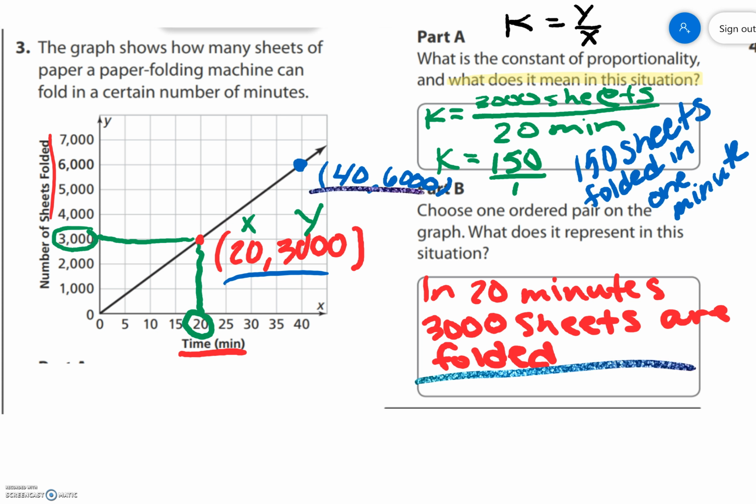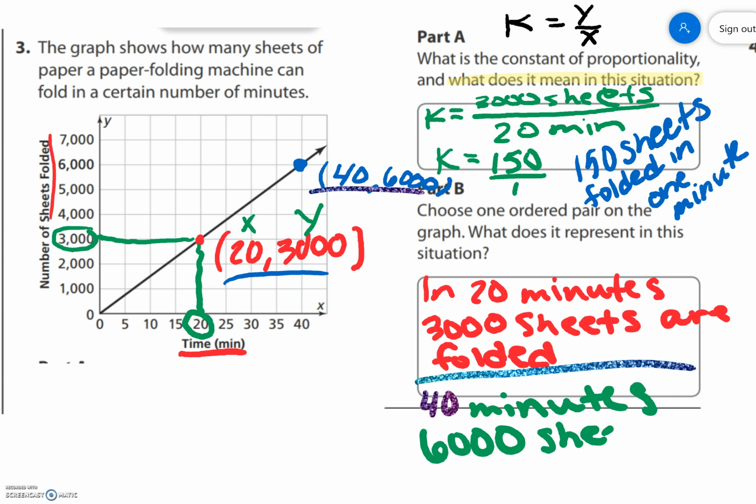This 40, 6,000, same thing. What does the 40 come from? Follow the 40 down. That's 40 minutes. So in 40 minutes, and where does the 6,000 come from? Follow it over, read the label. 6,000 sheets are folded.